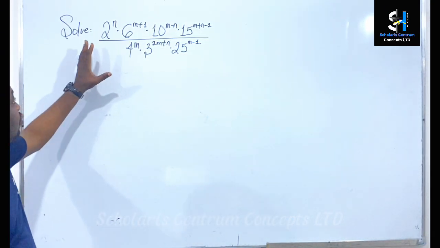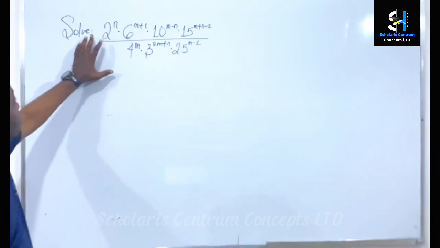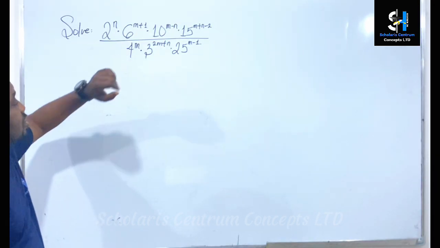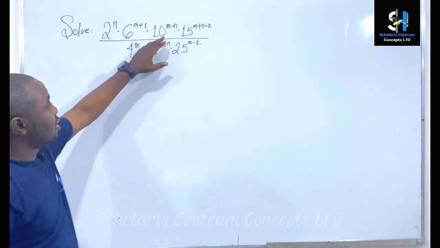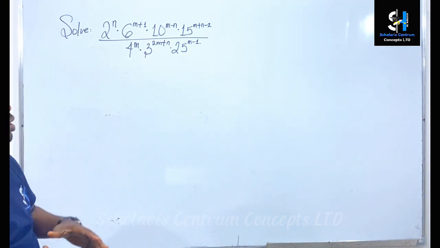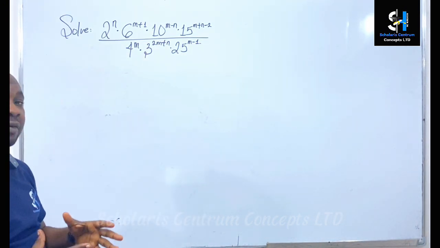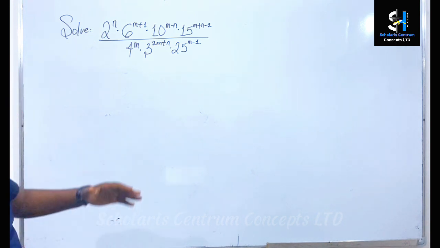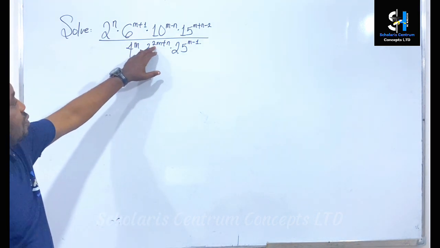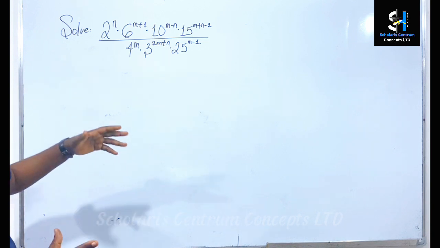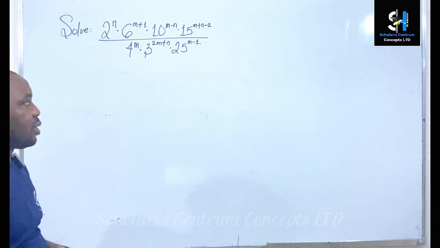All right, so we have this to solve. We're given 2^n multiplied by 6^(n+1) multiplied by 10^(n-n) multiplied by 15^(n+n-2), all over 4^m times 3^(2m+n) times 25^(n-1).